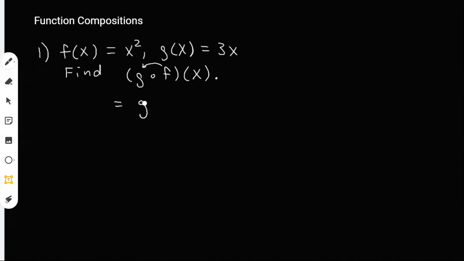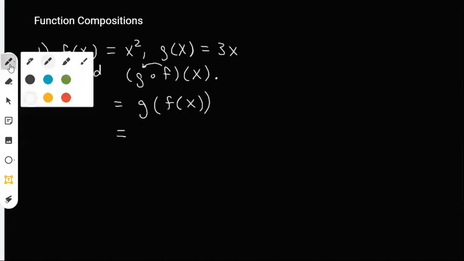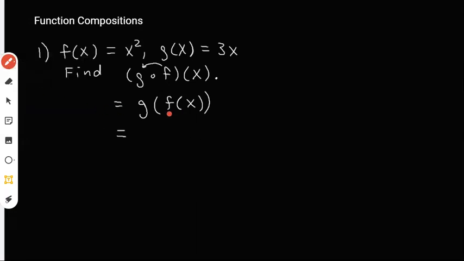I'm going to have the function g going first, since it's first in the composition, and I'm going to be evaluating the function g at the function f of x. And since I have two sets of parentheses, I need to make sure I close up two sets of parentheses. Okay, so how do I start this off? First of all, I'm going to replace f of x with x squared. I know that f of x is equal to x squared, so all I'm going to do to start off is replace f of x with x squared.